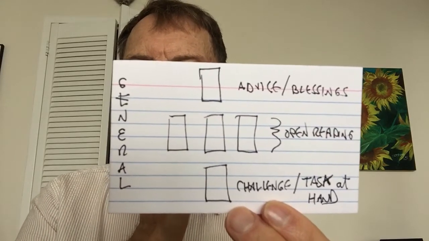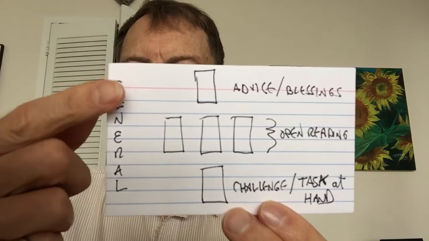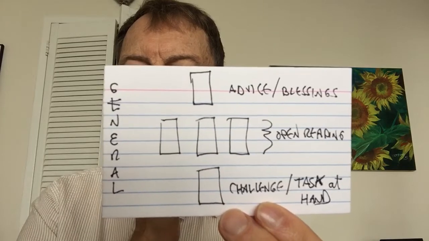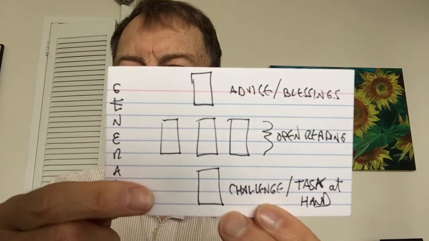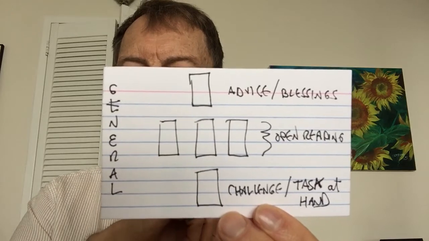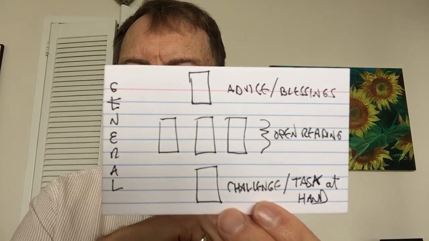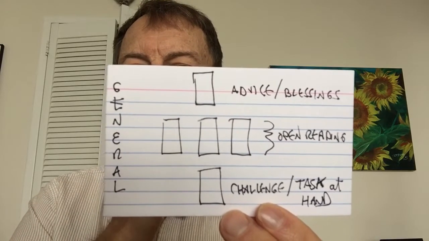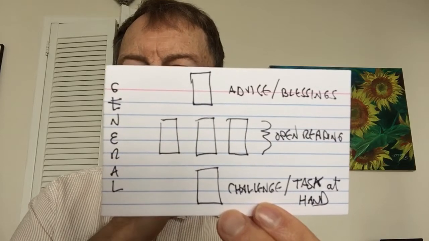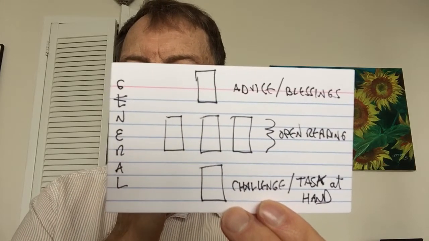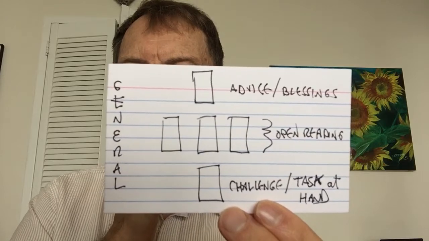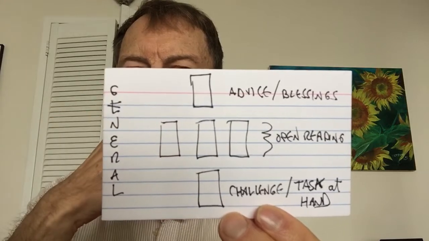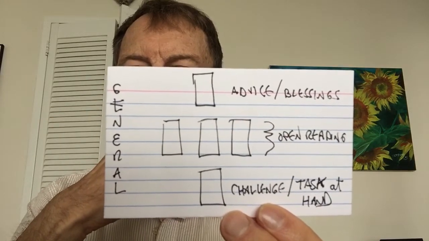But I do like to have some positioning in a spread. So up above, I've given the position advice or blessings in regards to the question. And down below, I have challenges or the task at hand. And I particularly like the task at hand because it kind of takes the curse off of a word like challenges or obstacles or blocks. It just means this is what you have to get done. This is what you have to go through in order for this story to play out in a way that you would like it to play out.